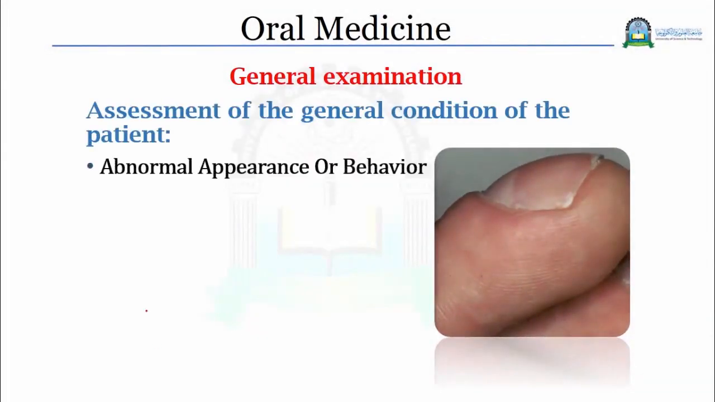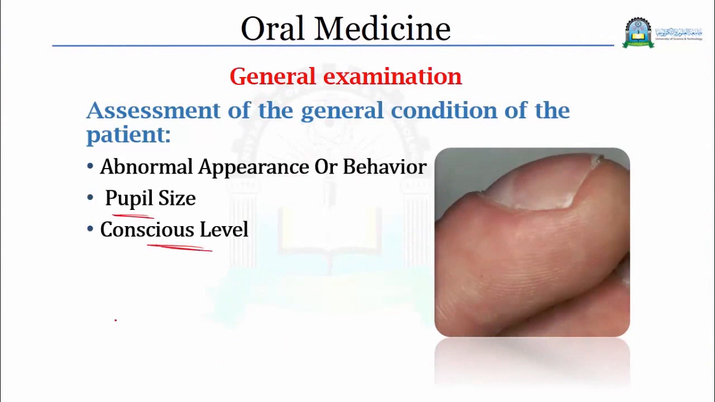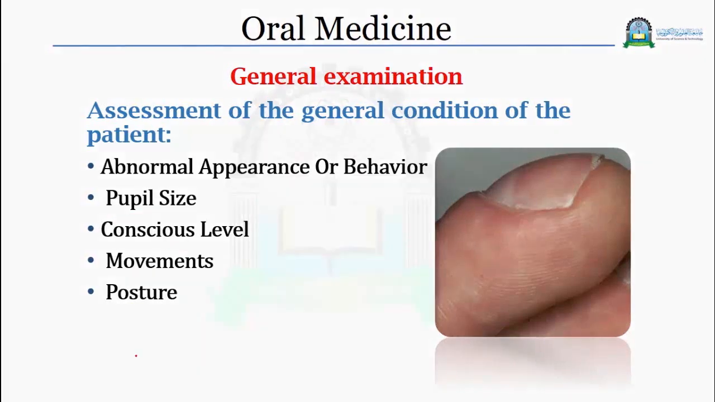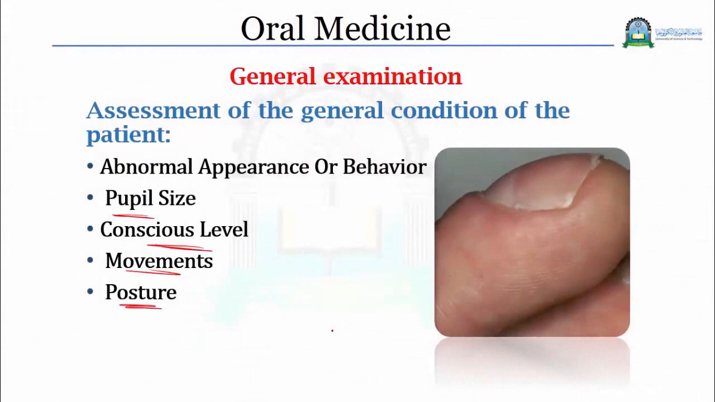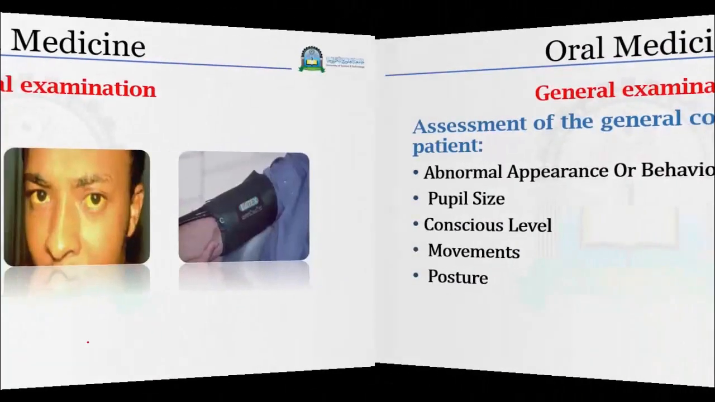Assessment of the general condition of the patient: the appearance of the patient, any abnormal appearance or behavior, pupil size, conscious level, and the movement of the patient, whether there is any tremor, and the posture of the patient, how the patient stands in front of you. This is a clubbing finger, which might be a symptom of cardiovascular diseases.